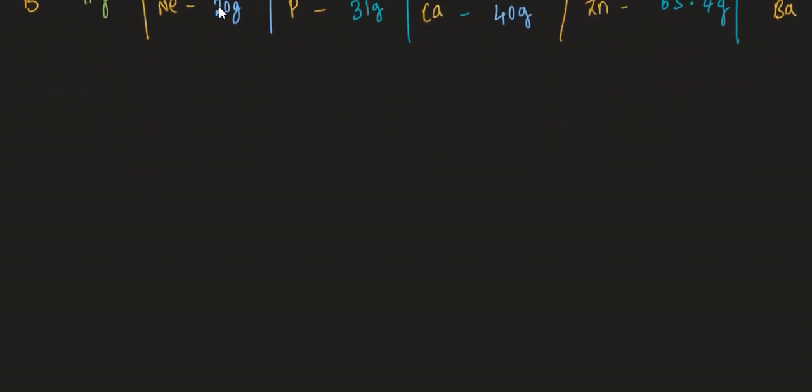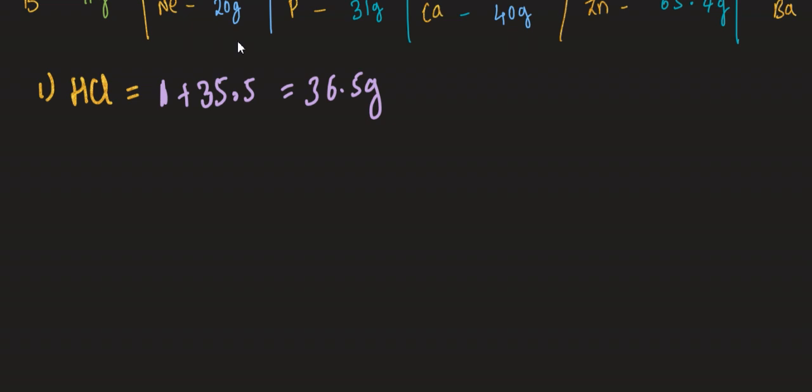Now I'm going to say a few important compounds which are frequently repeated in our questions. The first compound, write down HCl. The molar mass of HCl: hydrogen is 1 gram, chlorine is 35.5 grams, so you get 36.5 grams. Whenever I say HCl, immediately you should say 36.5 grams.